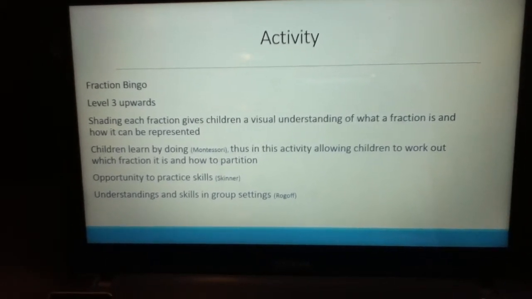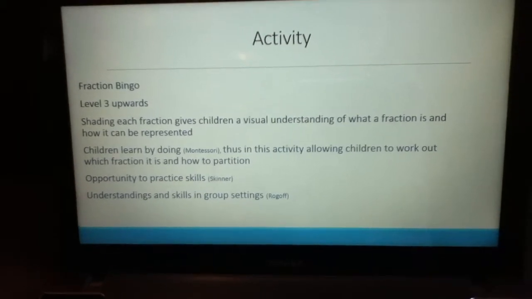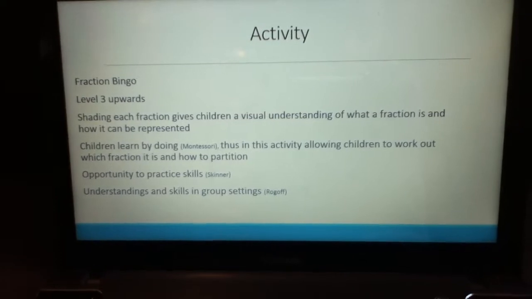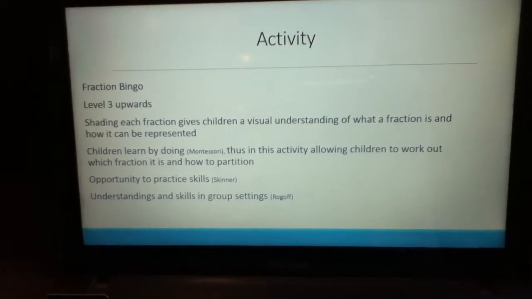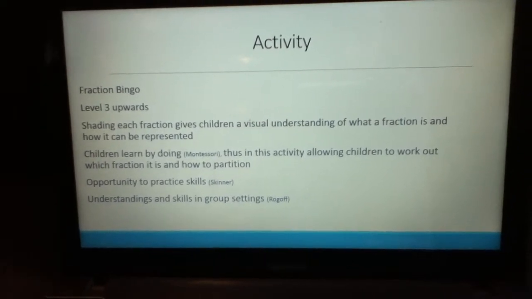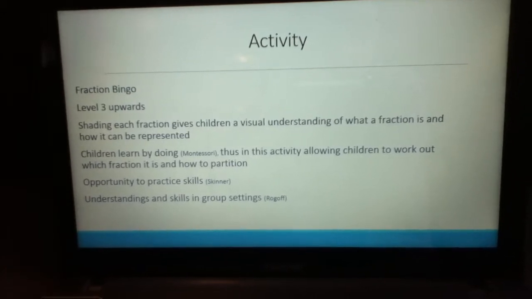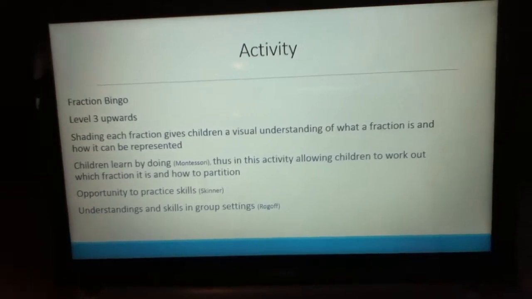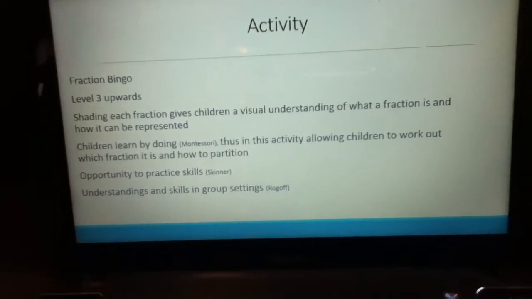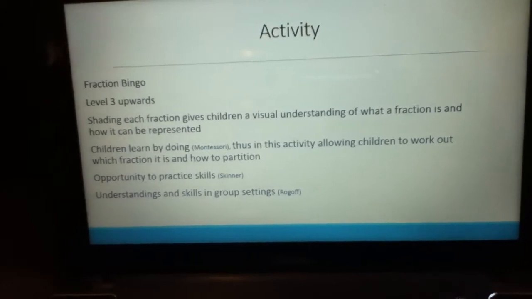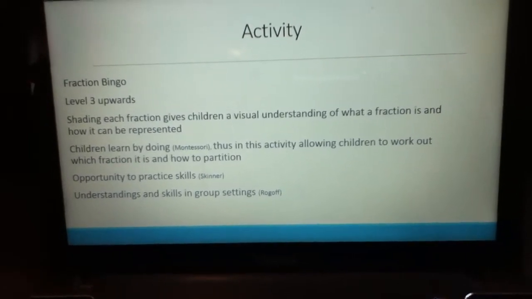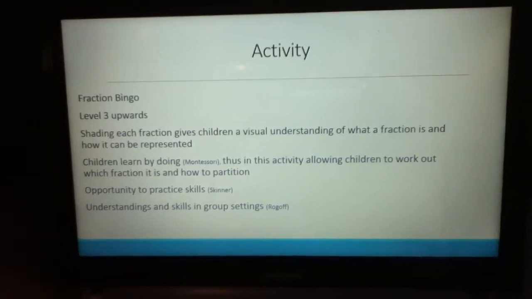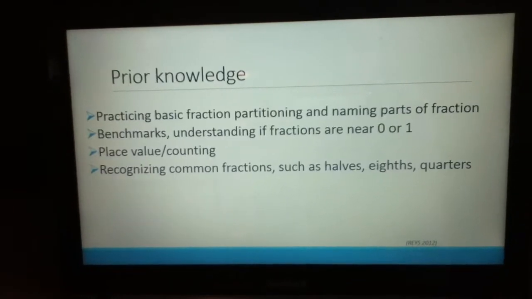The children will have practice of shading each fraction, which gives them a visual understanding of what the fraction is and how it can be represented. I've been influenced by Montessori, Skinner and Rogoff's theory, where children learn by doing. So this activity allows children to work out which fraction it is, and how it can be partitioned and shaded in the shapes that I've provided, as well as practicing already known skills and understanding the skills in group settings and learning off one another.